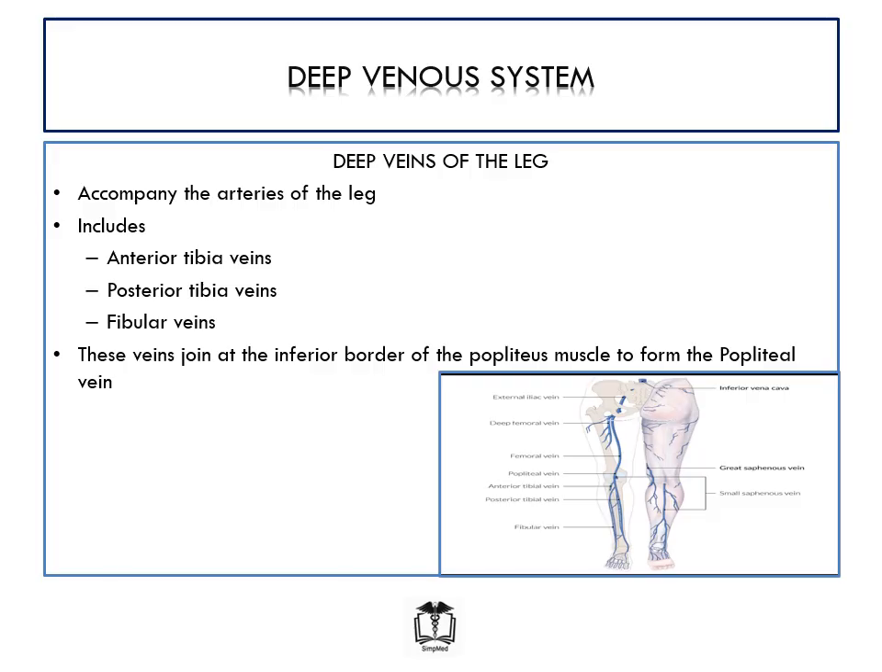The deep veins of the leg include the anterior tibial vein, the posterior tibial vein, and the peroneal or fibular vein. These veins are accompanied by arteries. So the anterior tibial vein is accompanied by the anterior tibial artery, the posterior tibial vein is accompanied by the posterior tibial artery, and the fibular or peroneal vein is accompanied by the peroneal artery. These veins ascend towards the knee, and at the popliteal fossa, they unite to give rise to the popliteal vein.